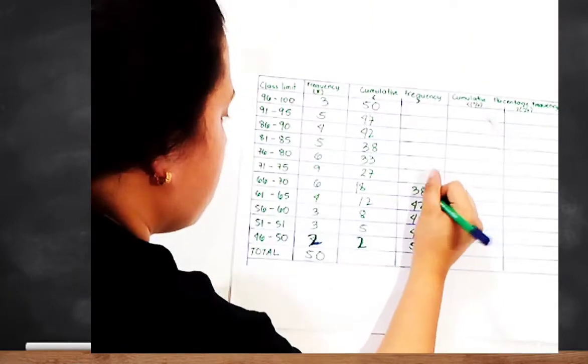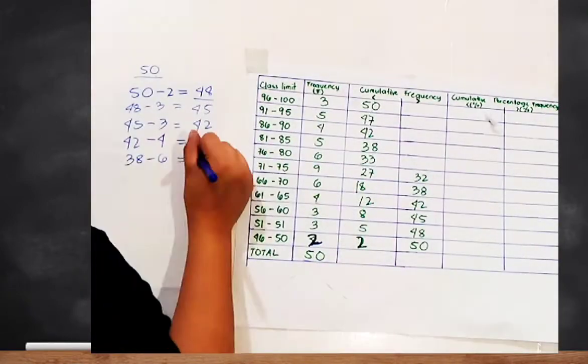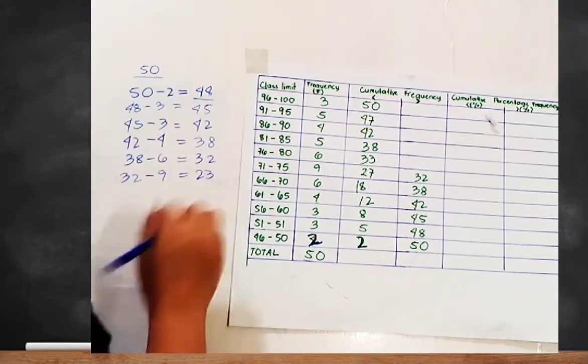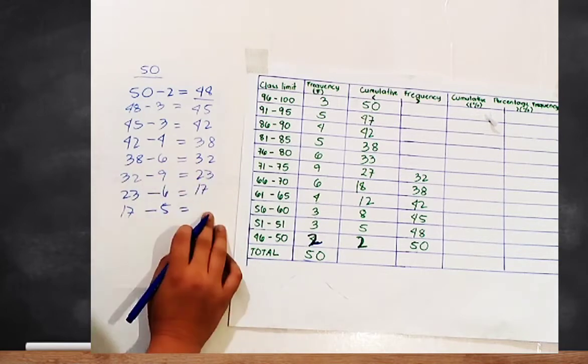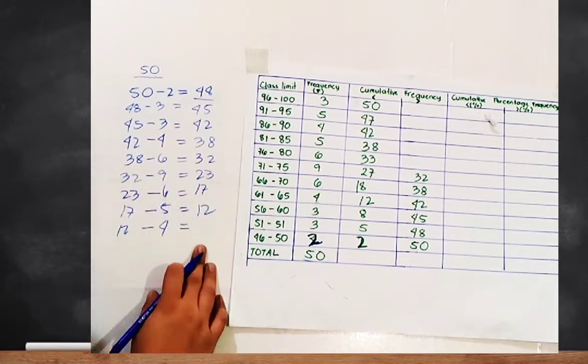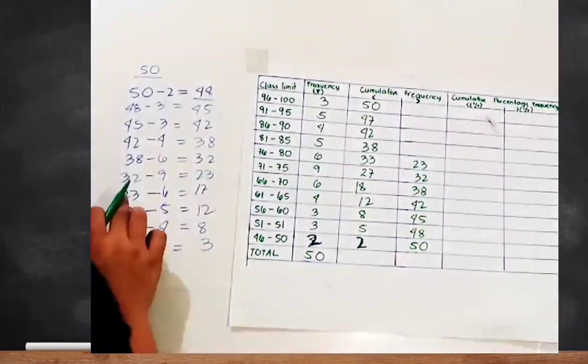So on and so forth. That is how to solve cumulative frequency greater than. You are going to subtract the frequency from the cumulative frequency greater than to get the correct answer. So on and so forth.